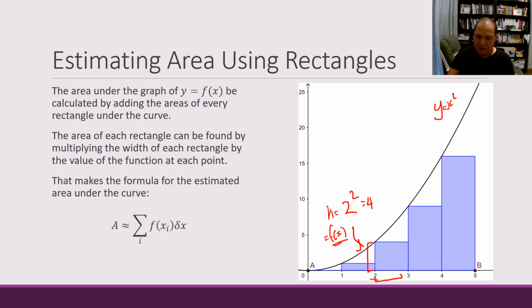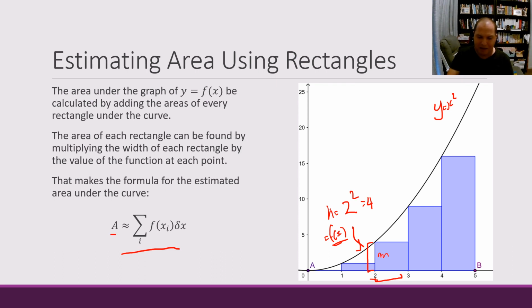So we find the value of our function, substitute the number in, and then multiply that by the width of our rectangles. That gives us the area, and then we do that multiple times. We can add up those areas and get our answer. And that's what this formula is basically giving us.